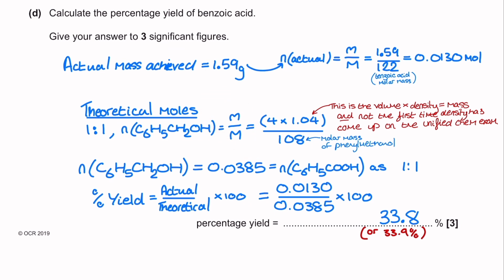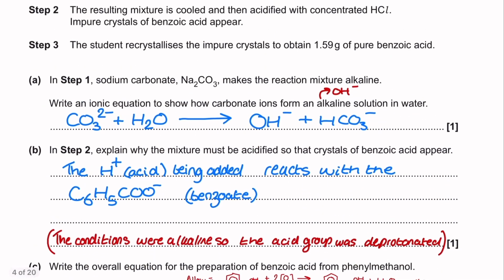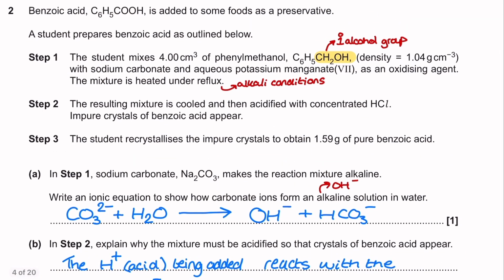But they've been really sneaky with this. I just think it's really sly, but it's actually quite clever. In step 1, you're told that there's 4 centimeters cubed of phenyl methanol. Now, the temptation to find moles when you see a volume like that is to do moles equals concentration times volume, but they've not given you enough information. So what actually you need to do is use this density quantity over here to get to a mass.